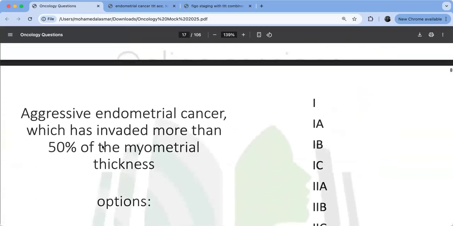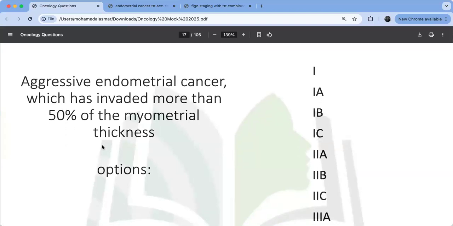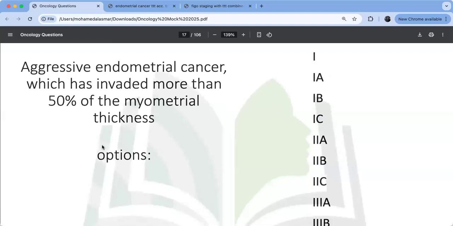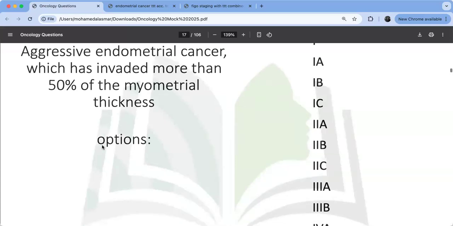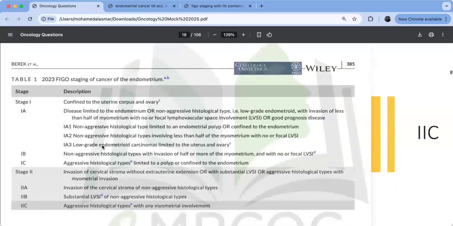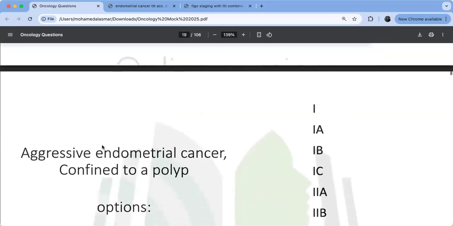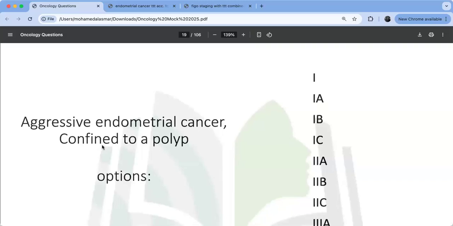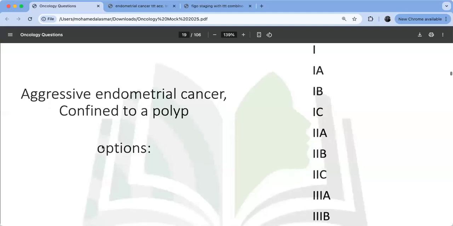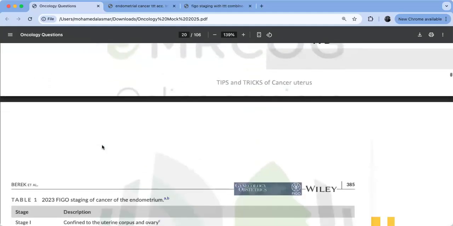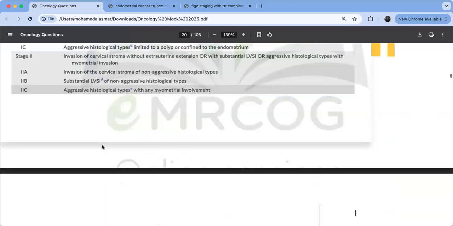Okay. Aggressive endometrial cancer, which invaded more than 50% of myometrial thickness. Okay. 2C. Well done. Yes, it's aggressive. Yes, 2C. Aggressive endometrial cancer confined to a polyp. Yes, it's 1C. Well done, everyone.